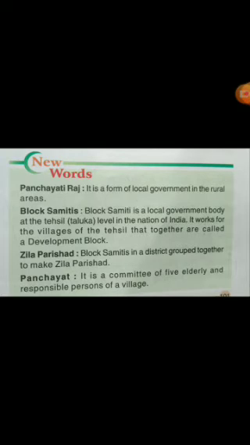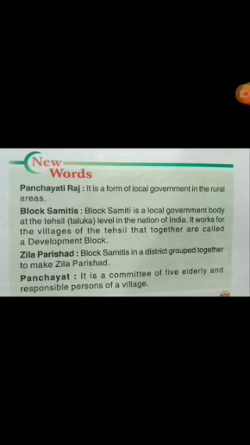The first thing is that it brought a general and political awareness among the rural masses. Rural masses means village people. That means even the common people, the village people, also understood about the government and its system.